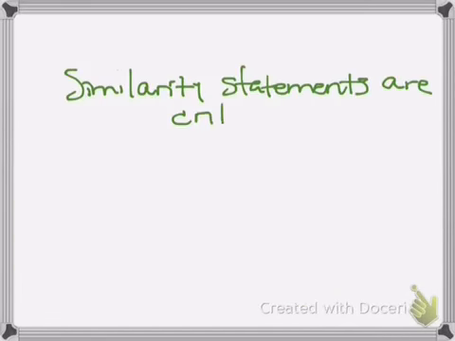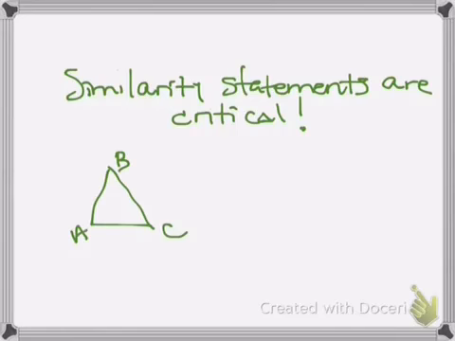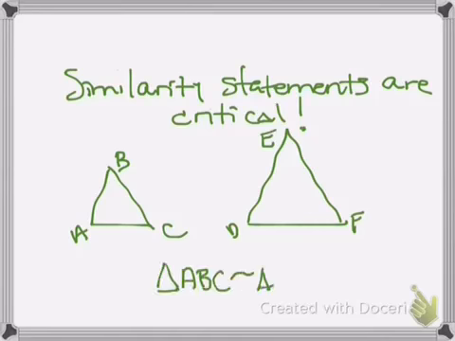Now, a similarity statement, if you can find one that describes two shapes, these are critical. For instance, if you have triangle ABC and DEF, look for a similarity statement. That's what you just saw that's been written at the bottom of the page. It says that symbol is triangle ABC. That squiggle in the middle means similar to triangle DEF.